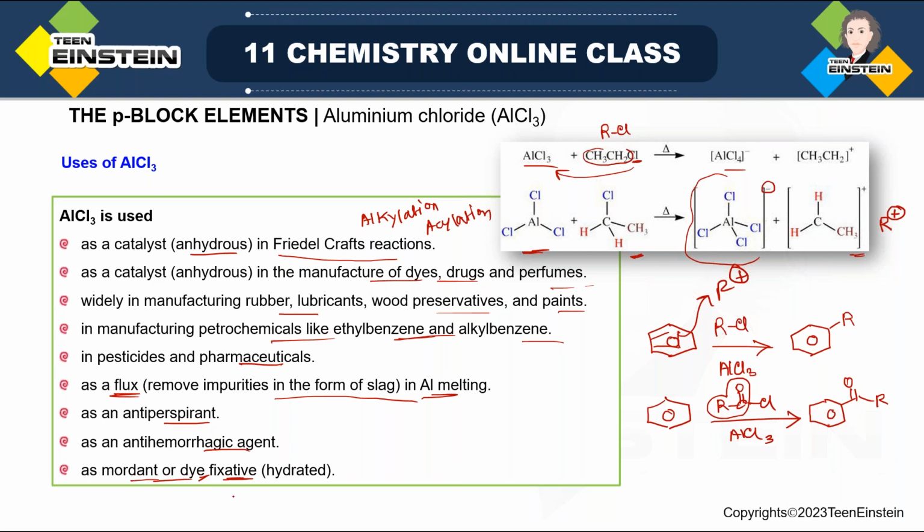So as a dye fixative, AlCl3 is also used, and now it is not anhydrous, because when we are doing dye fixing, obviously the condition is not anhydrous, because it is done normally in aqueous medium. So that is why there it is hydrated. It is not anhydrous. So these are the roles of AlCl3, that is, its applications in different sectors.